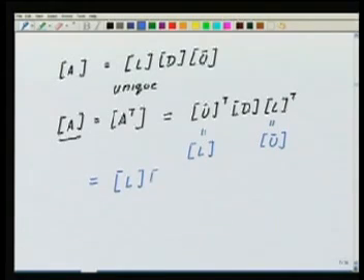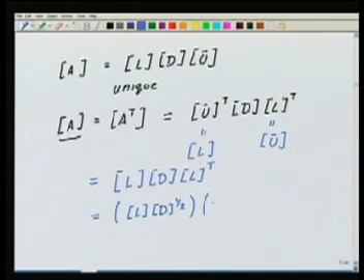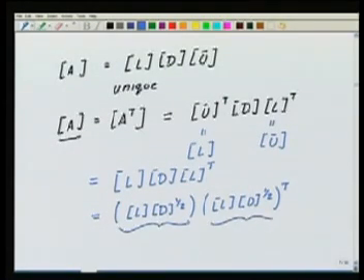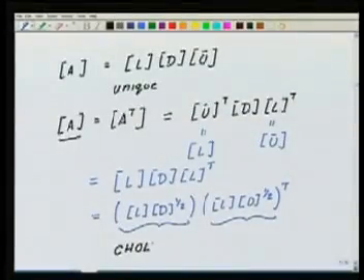It becomes L d L transpose. Now this we can write as L d to the power of half into L d to the power half transpose. Okay. So, I take this part, take the transpose of that, multiply the two, I get this decomposition for A being symmetric. This decomposition is called Cholesky decomposition.